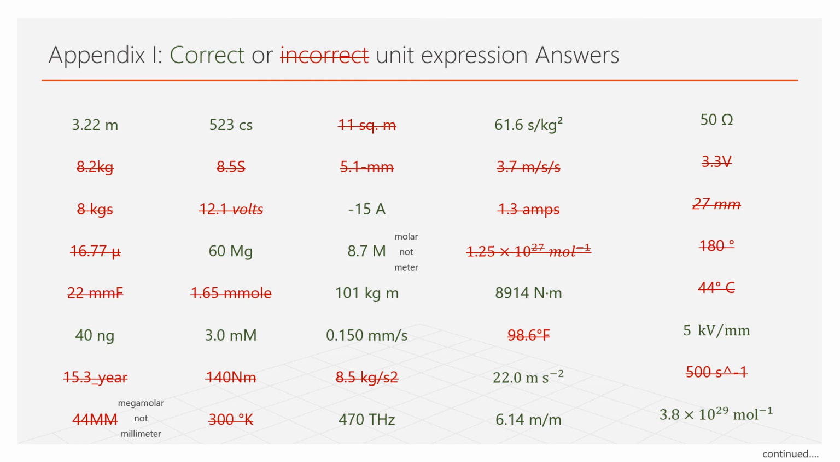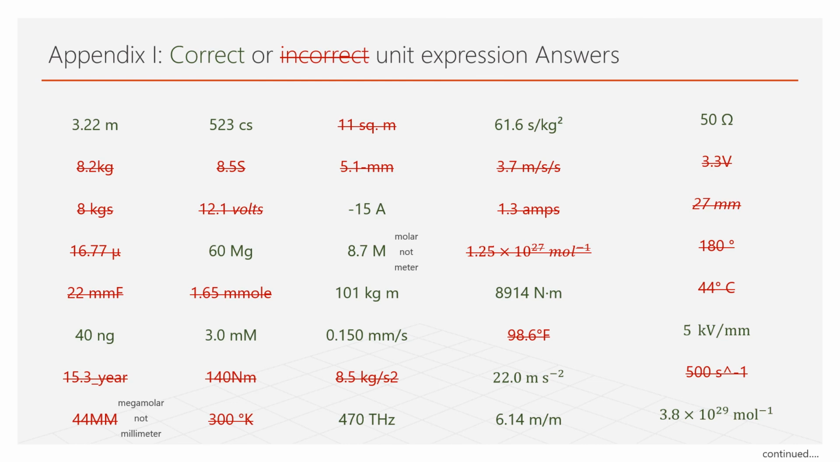And the next row, 98.63 Fahrenheit, you need a space. And the next row, 15.3, there's no reason to have an underscore there, so remove that. In the next column, 140 Newton meter, you need a space, and then you need a space between the Newton and the meter, or a dot. In the third column, 8.5 kilogram per second squared, you need to make the squared superscript. And then in the last column, you need to make the -1 superscripted as well.